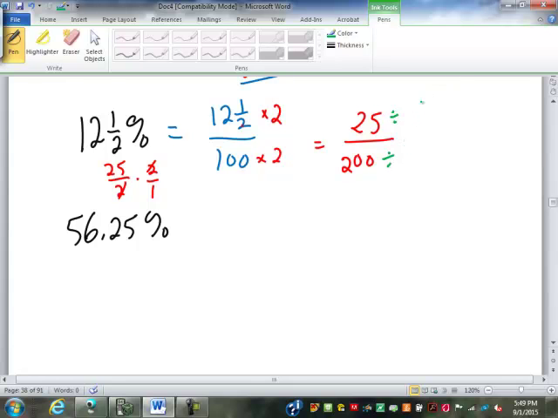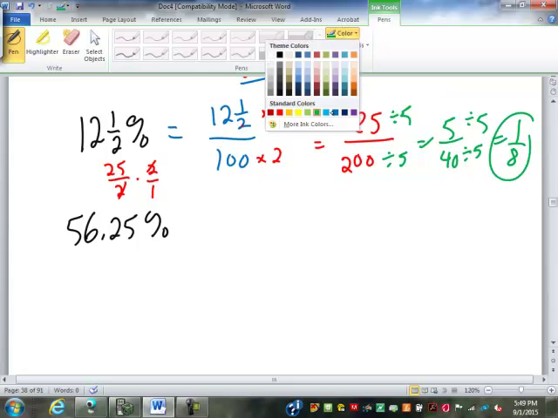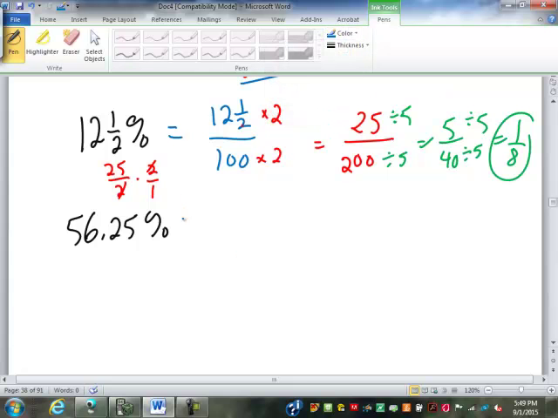Divide by 5 will be a start. Gives us 5 over 40. And then divide by 5 again to get 1/8. Yes, you could have divided by 25 at first if you wanted to.